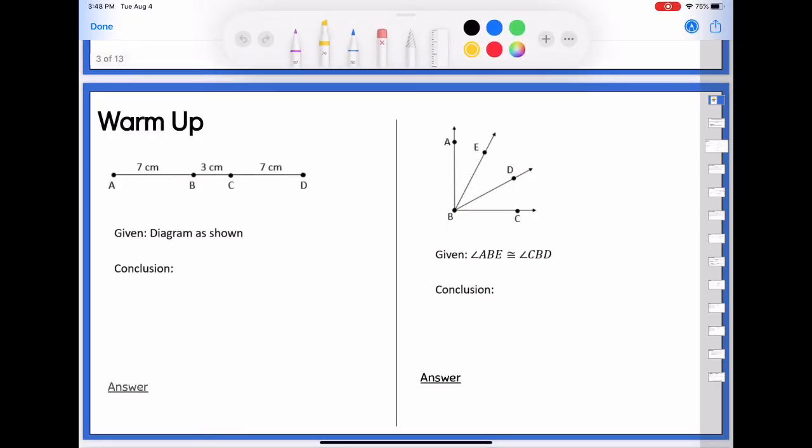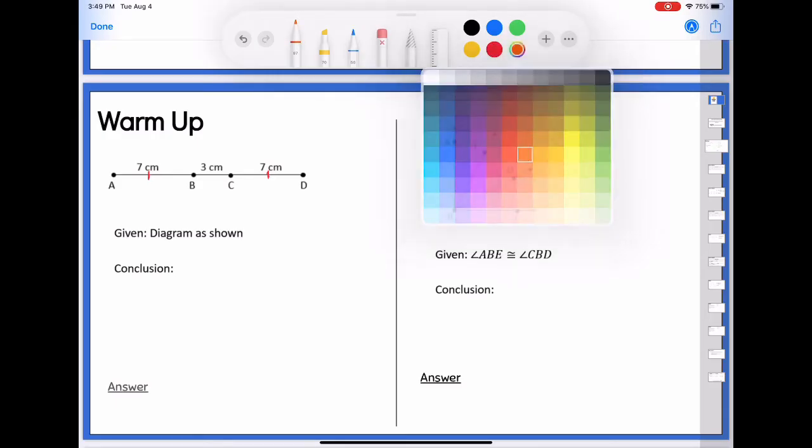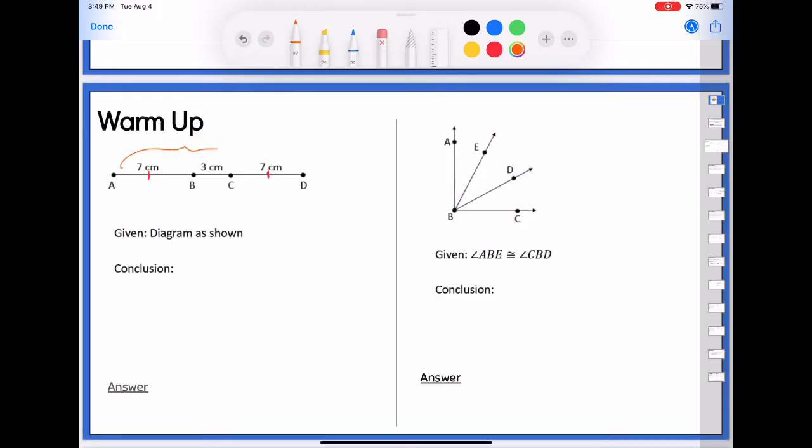So hopefully you started thinking like, okay, well, I can see that AB is congruent to CD. Like that's probably one of the conclusions that you wrote down because they have the same measure, right? AB congruent to CD. Sure. All right. Well, maybe we could go a step farther than that though. What if we started combining? Like what if I said like segment AC? AC would be 10 centimeters, right? And then what about maybe segment BD? Well, that would be 10 centimeters, wouldn't it?